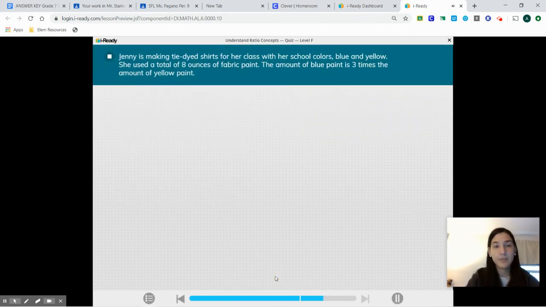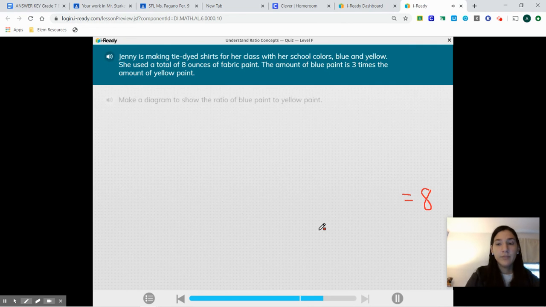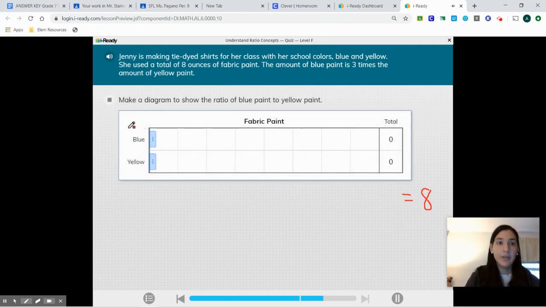Jenny is making tie-dyed shirts for her class with her school colors, blue and yellow. She used a total of 8 ounces of fabric paint. The amount of blue paint is 3 times the amount of yellow paint. Okay. Make a diagram to show the ratio of blue paint to yellow paint. So yellow is going to be x, blue is going to be 3x.